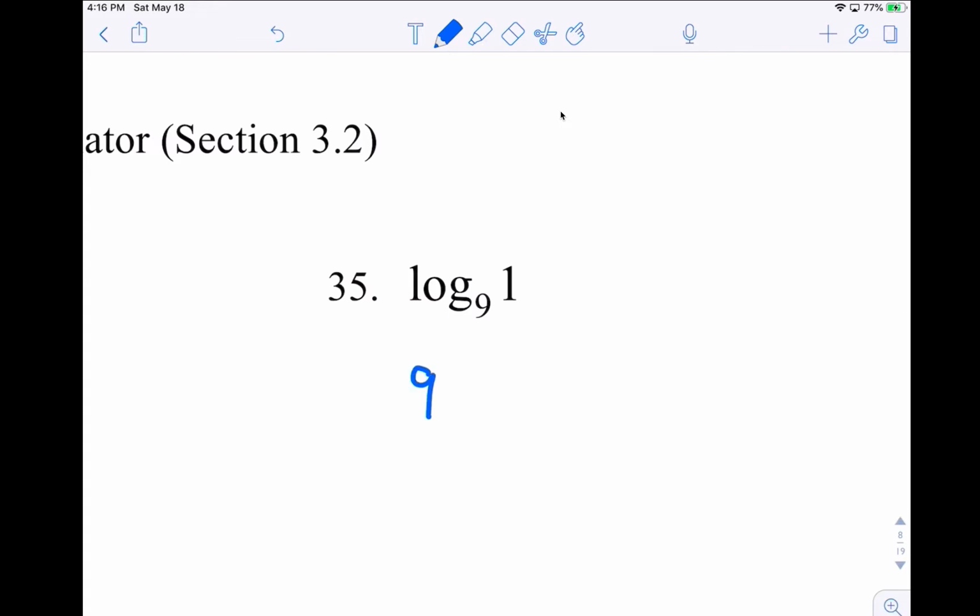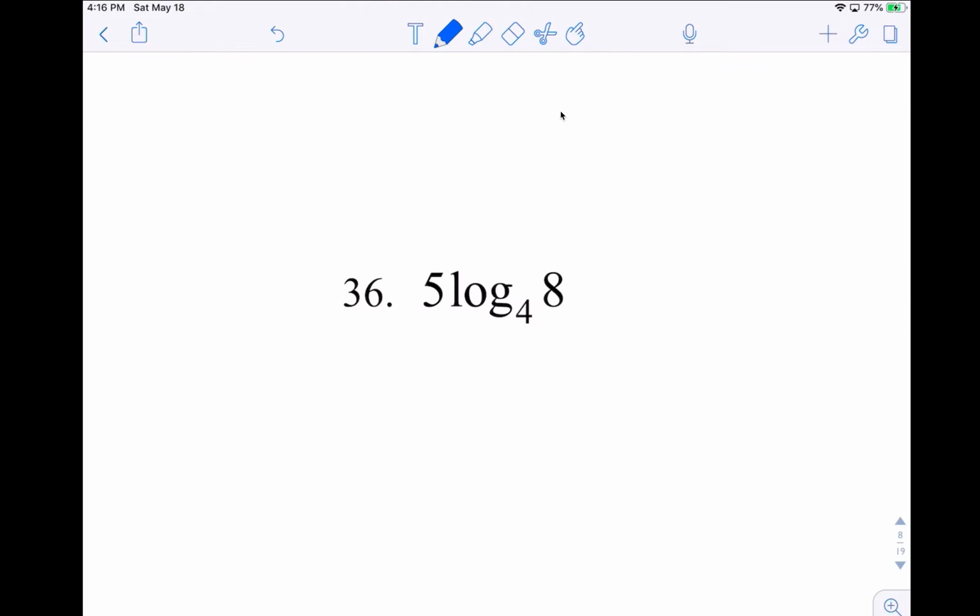Next one, 9 to some power gives me 1. Anything to the 0 power will give you 1. So 9 to the 0 power is 1. And then this one, now you can do it 2 ways, right? You can do log base 4 of 8 to the 5th, or you can figure out what log base 4 of 8 is and then multiply it by 5. I don't really know what 8 to the 5th is in my head, so I'm probably going to do the other way.